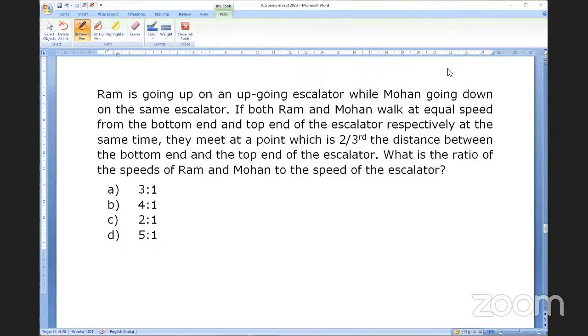Next, we have a classical take from time and speed and clear application. Read it properly. Fix up a timer for yourself, 1 minute 10 seconds, and give it a try.